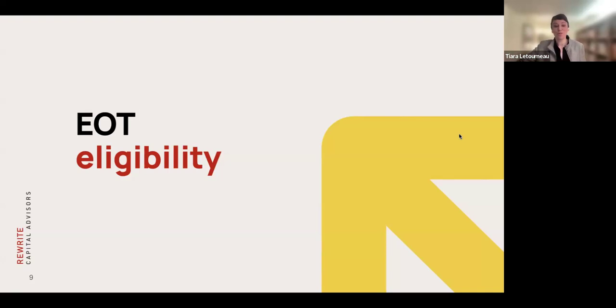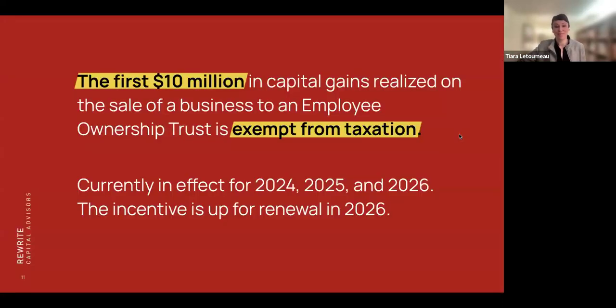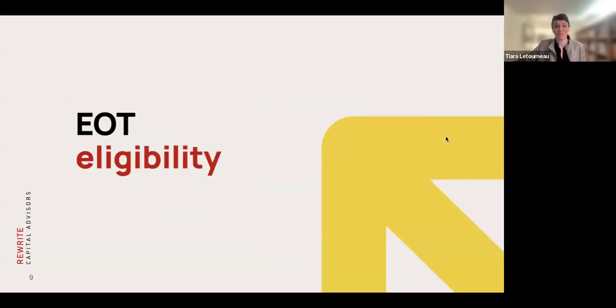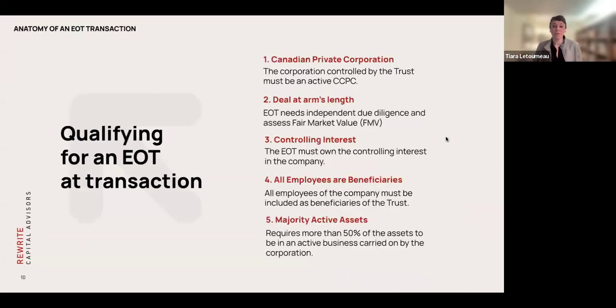So let's start with who can become an EOT. What kind of company? Sorry, the slides are moving very quickly today. There we go. All right, so really there are five things. If you talk to a lawyer, they'll say there's quite a bit more detail, but these are the big five pieces that I would want you to think about if you're wondering, can my company qualify to be an EOT? The first thing is it needs to be a Canadian private corporation.